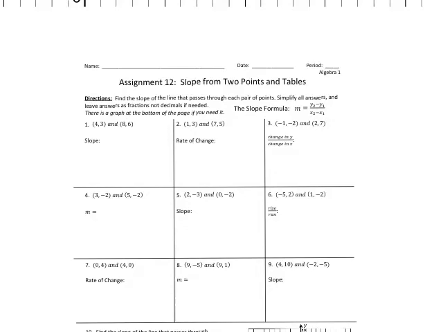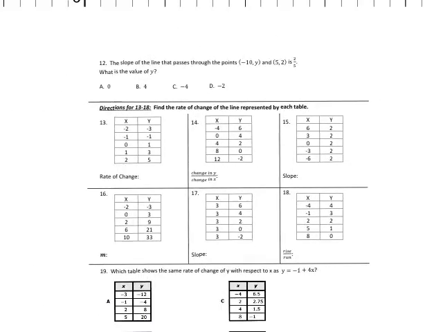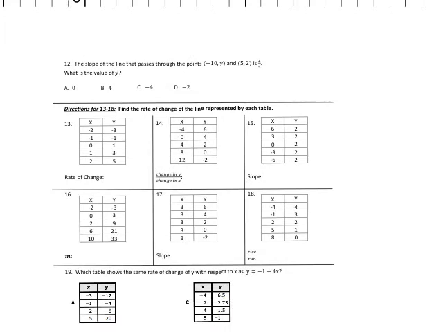Okay, so we need to move on to tables. And this is your second page. You can go ahead and turn over to your second page. The way this works is very similar to what we were just doing with 2 points, 2 ordered pairs. However, we now have a table full of information.